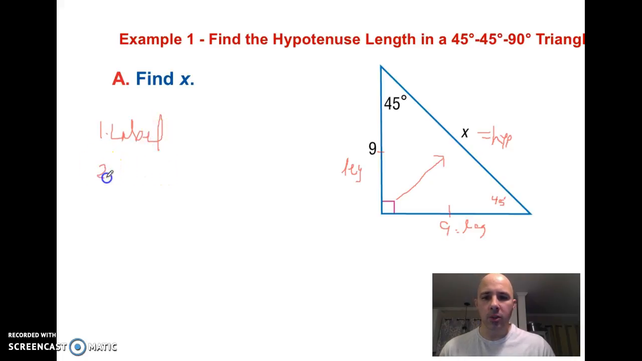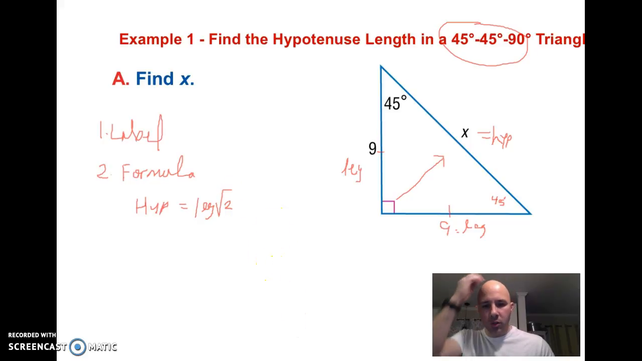The second thing I want you to always write down is the formula for a 45, 45, 90 triangle. It should be very helpful. The formula for 45, 45, 90 states your hypotenuse has to equal your leg times the square root of 2. And the square root of 2 is about 1.41.